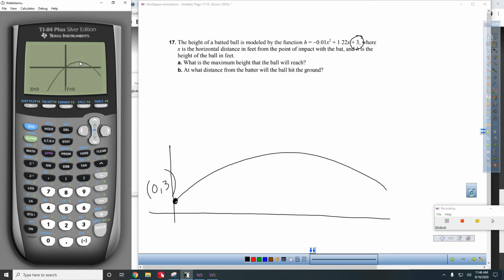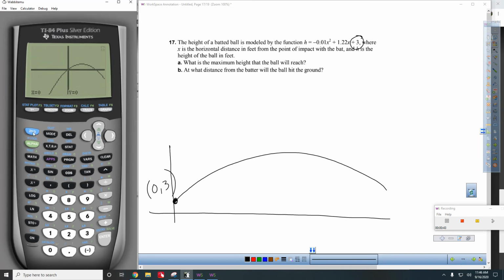Now how are we going to do that? You're going to calculate, so that blue button, so second, trace, and we want the maximum, number 4. Get to the left of the answer. Laggy. Come on. Hit enter.